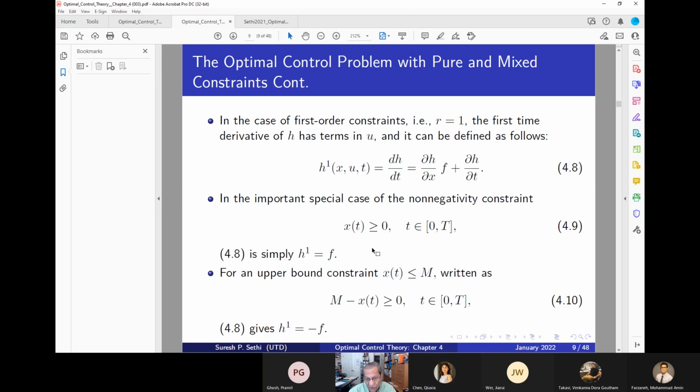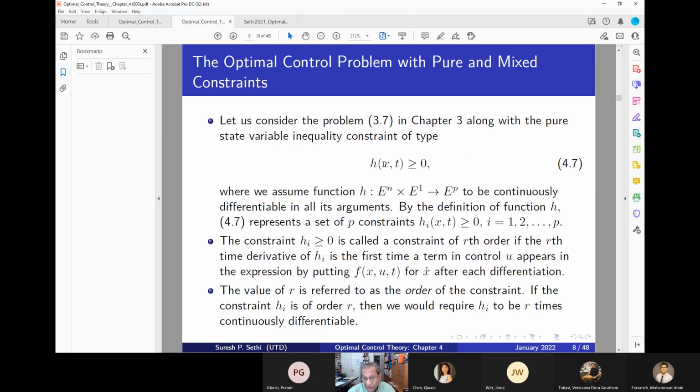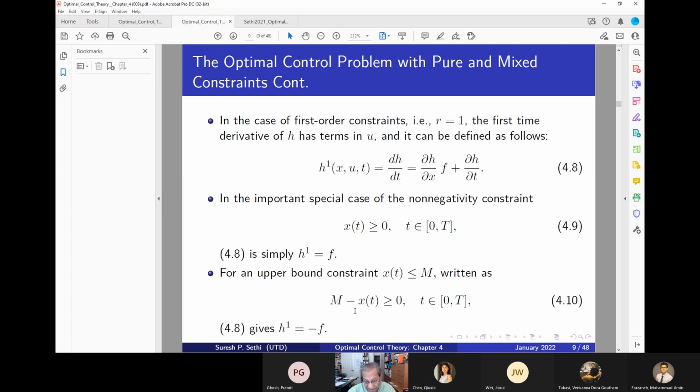Now look at what happens when you do M. If you do M minus x(t) bigger than or equal to 0, that is also a special case of this function. Because this is minus, I have to find out what the constraint is. The constraint is M minus x(t) bigger than or equal to 0. Take the derivative of this now. What is h1? There's no derivative of M. It's minus x dot, and minus x dot is minus f. I got it. Thank you, Professor.